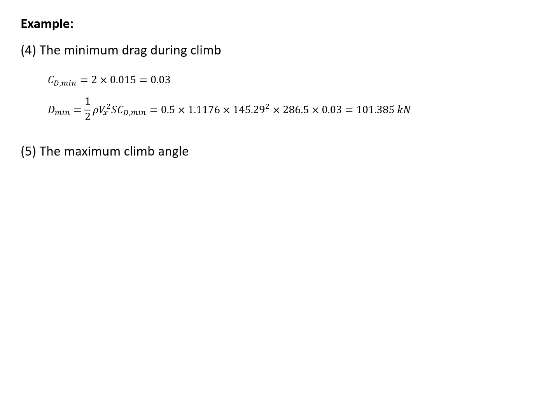The last parameter is the maximum climb angle. It's quite straightforward now. We can just use D minimum in the equation. So finally, we have the maximum climb angle as 5.3 degrees, which is very close to the current climb angle, 5.2 degrees.